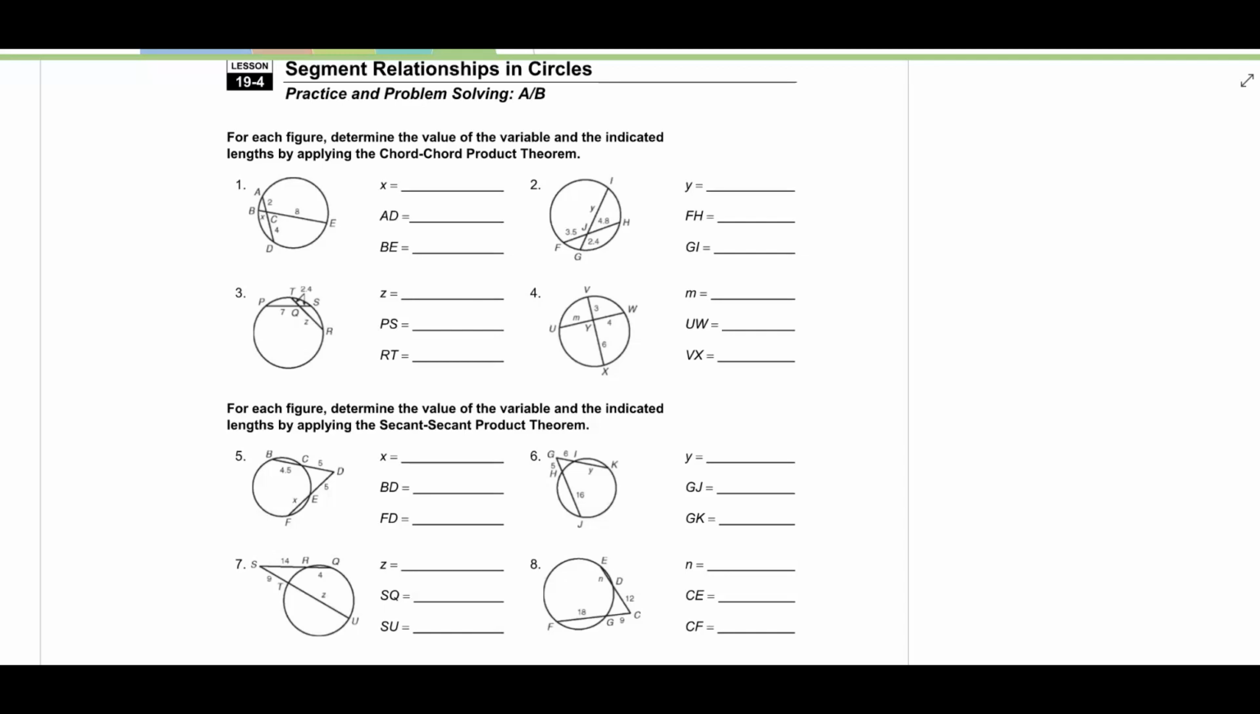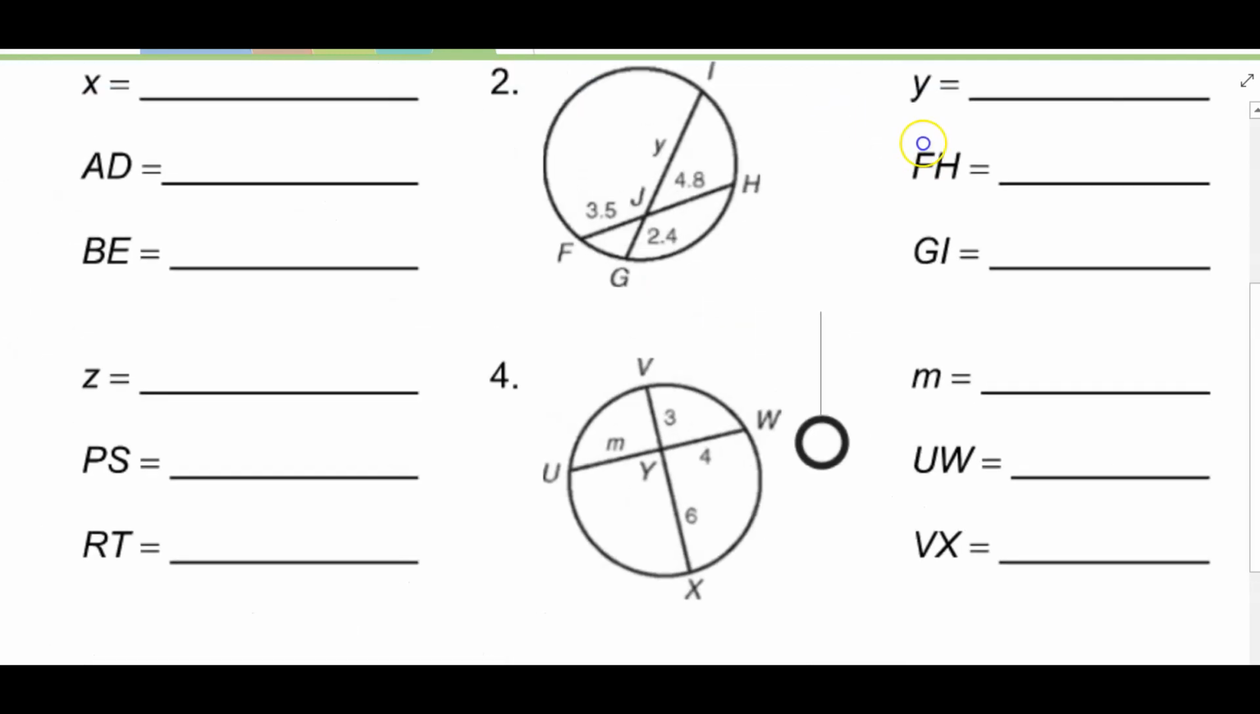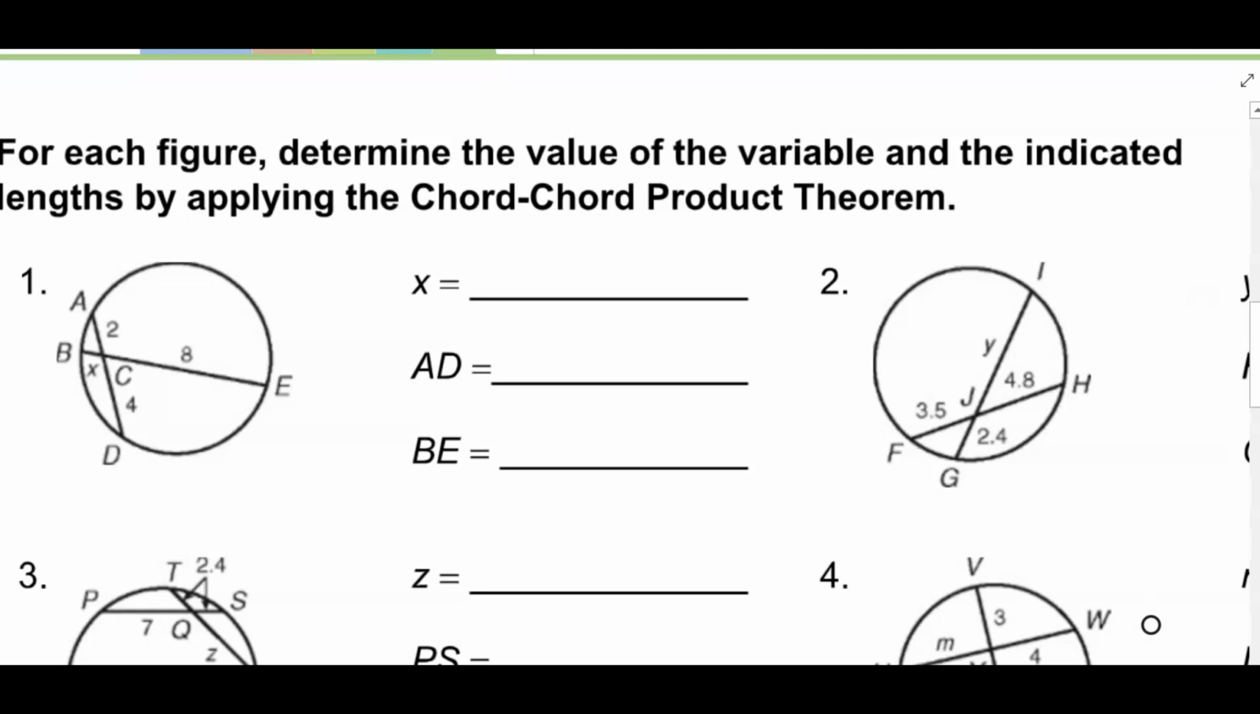This is your last homework for the school year. Okay, so K6. This time we're not talking about angles. We're finally done with angles. We are talking about the segments.